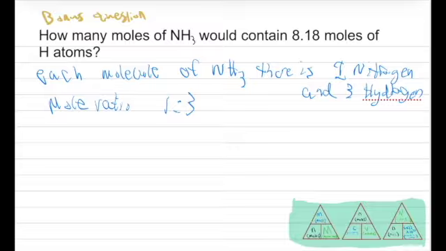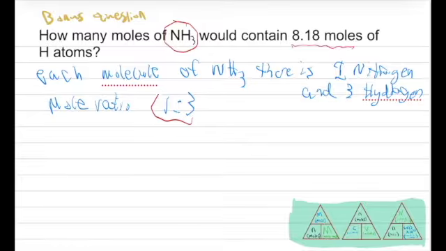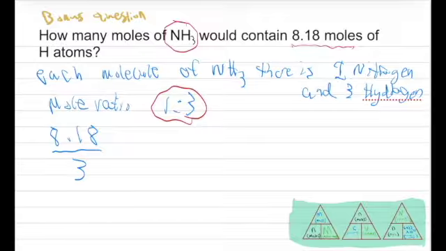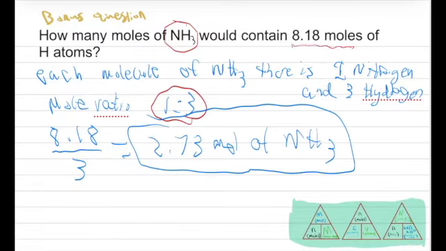We have 8.18 moles of H atoms. And now we want to find out how many moles of NH3 there is. So the mole ratio is 1 to 3, right? So we simply just divide 8.18 by 3. And that gives us 2.73 moles of NH3. There's the answer. Don't worry if you don't really get this one. We'll have a whole separate video on it. I'll explain it in more detail. It's just an extra fun bonus question.